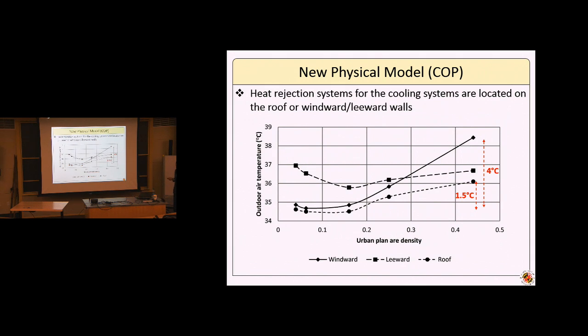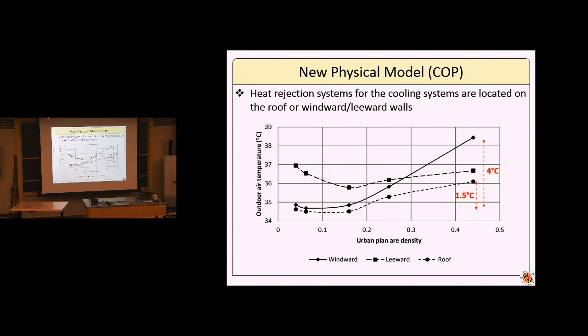So when I'm looking at the efficiency, it's important how those cooling systems reject heat to the outdoor. So that's why I'm looking at the exterior air temperatures. So here I have a graph. The horizontal axis shows the urban plan area density, meaning here this is an isolated building, meaning I'm in the city center. And the vertical axis shows the outdoor air temperature. So I have three different lines here. One of them, the diamond one, represents the windward wall. This one represents the roof. And this one represents the leeward.